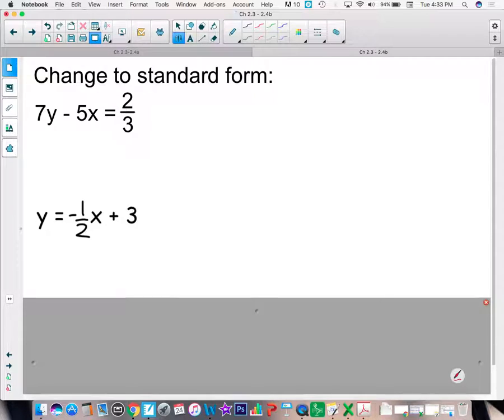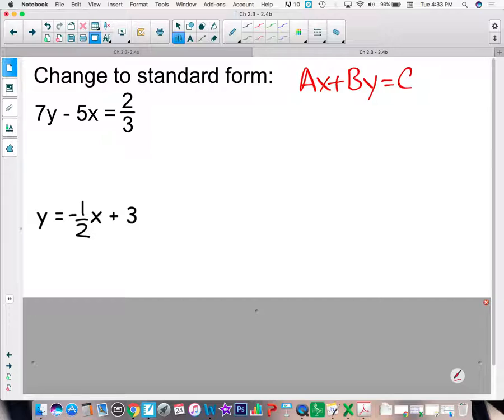So on the first one here, remember standard form has to be ax plus by equals c. So x has to be first, it has to be positive, and there can't be any fractions.